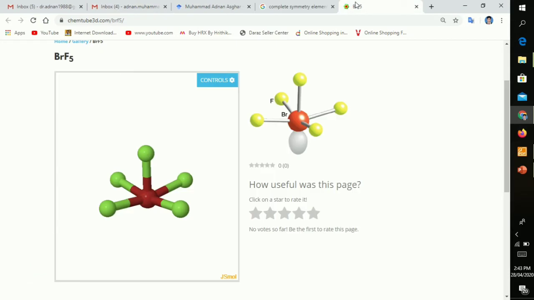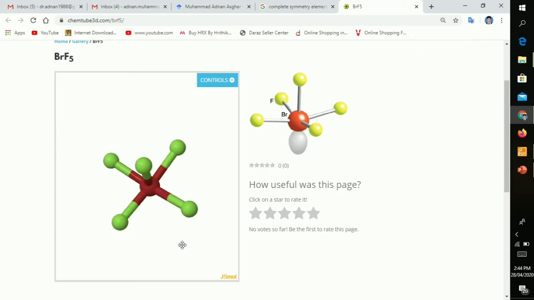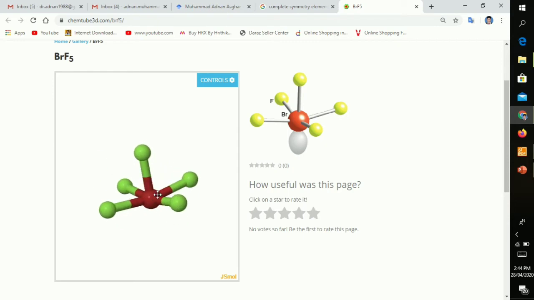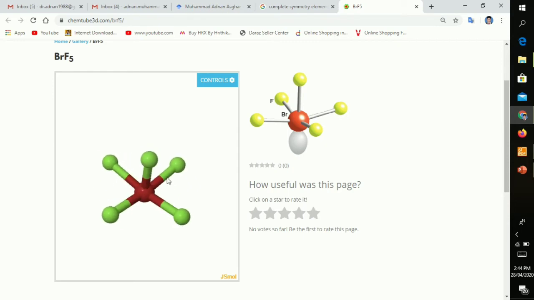Here is the 3-dimensional structure of BrF5. We know that bromine has 7 electrons in its outermost shell, so it forms 5 covalent bonds with the adjacent fluorine atoms. So 2 electrons are available in the form of an electron pair, a lone pair. If we see the 3-dimensional structure of BrF5, we can easily understand there is a C4 axis of rotation.